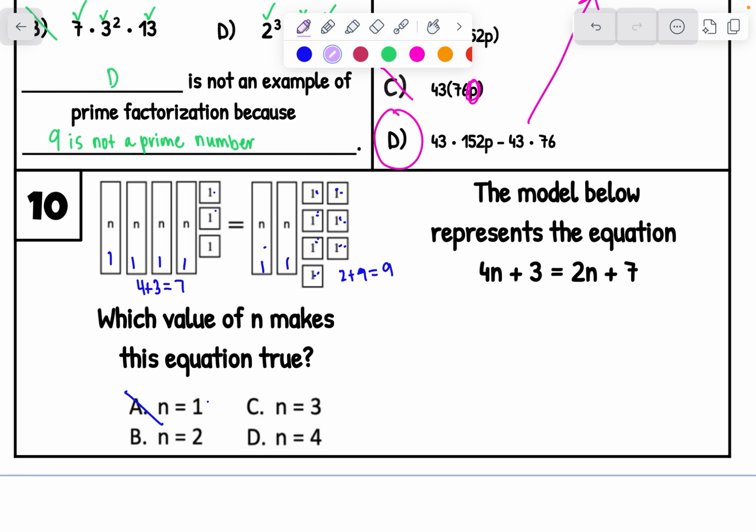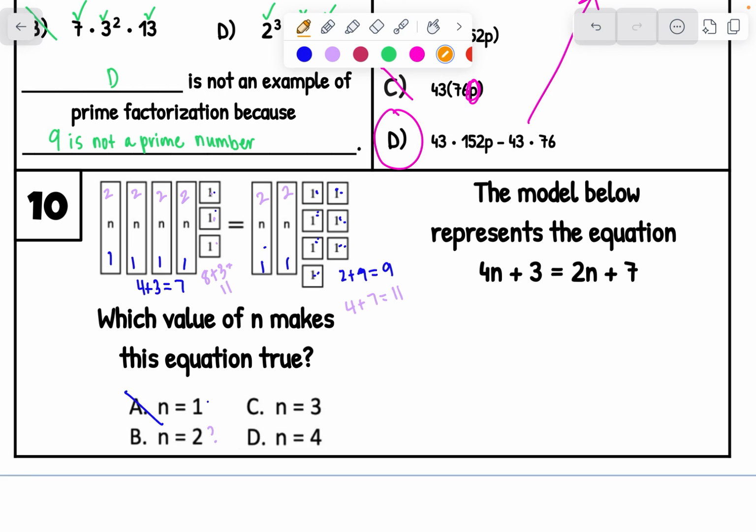Let's go with 2, plugging in the 2. 2 times 4 is 8, so 8 plus 3 is 11. So in order for this to be my answer, I have to get 11 on the other side. So I have 2 times 2 is 4. 4 plus 7, well, it's 11. So this one might be my answer. Let me just check the other ones.